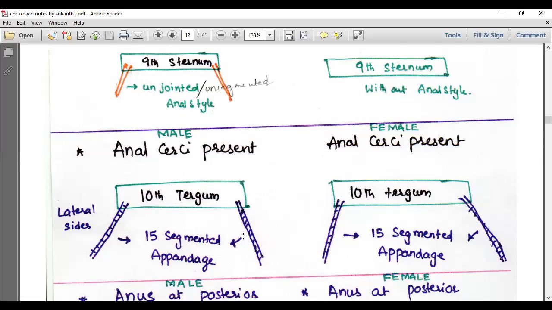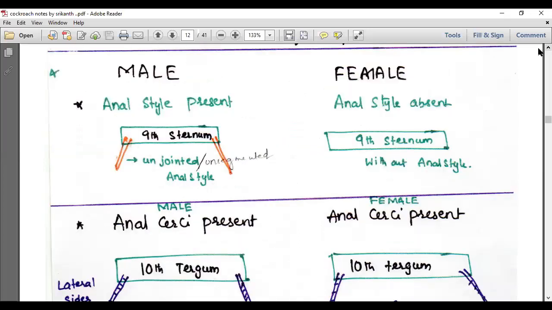The 15-segmented appendage present in both male and female cockroach, arising from the 10th tergum, is the anal cerci. So anal cerci is there in both male and female. What does it mean? The anal cerci is a particular characteristic feature which is there in both male and female. We can't say this is a sexual dimorphic character.